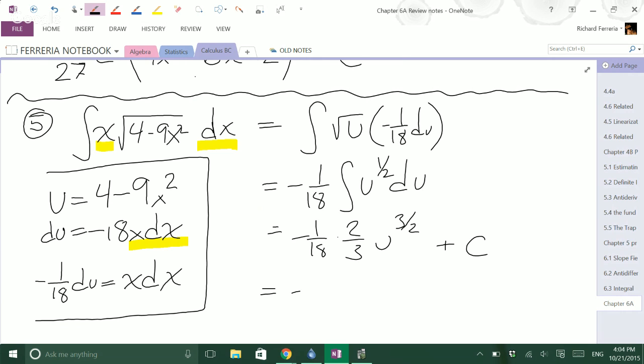Simplify that one last time. That's negative 1 over 27 square root of 4 minus 9x squared, cubed, plus constant. I see the solution manual has it at the 3/2 power. What do you do?